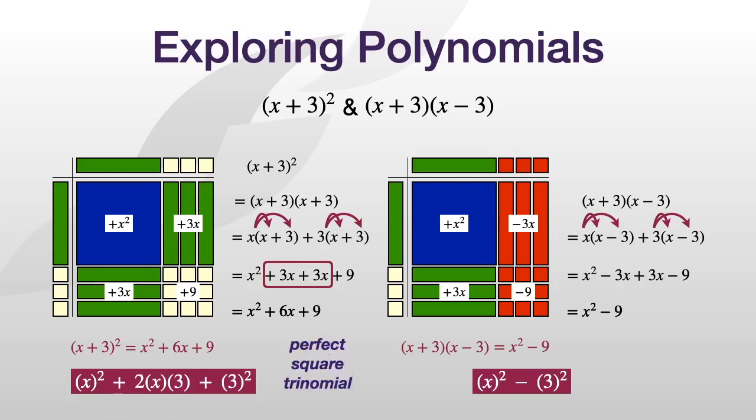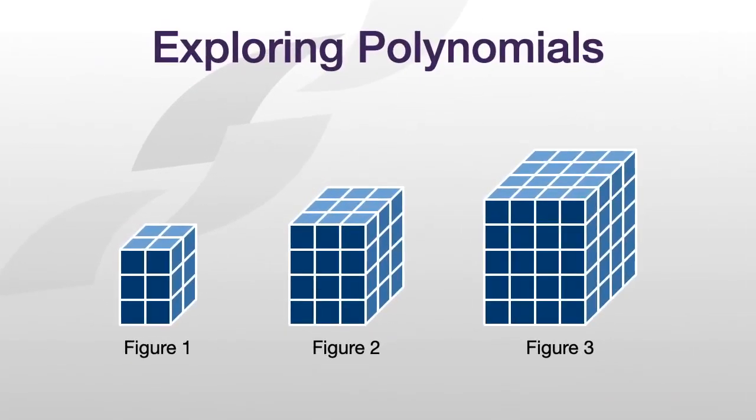The product on the right, on the other hand, is a binomial. Its middle terms, negative 3x and positive 3x, are opposites and add to 0. This special product is called a difference of squares. In this next activity, we'll explore and generalize a pattern.